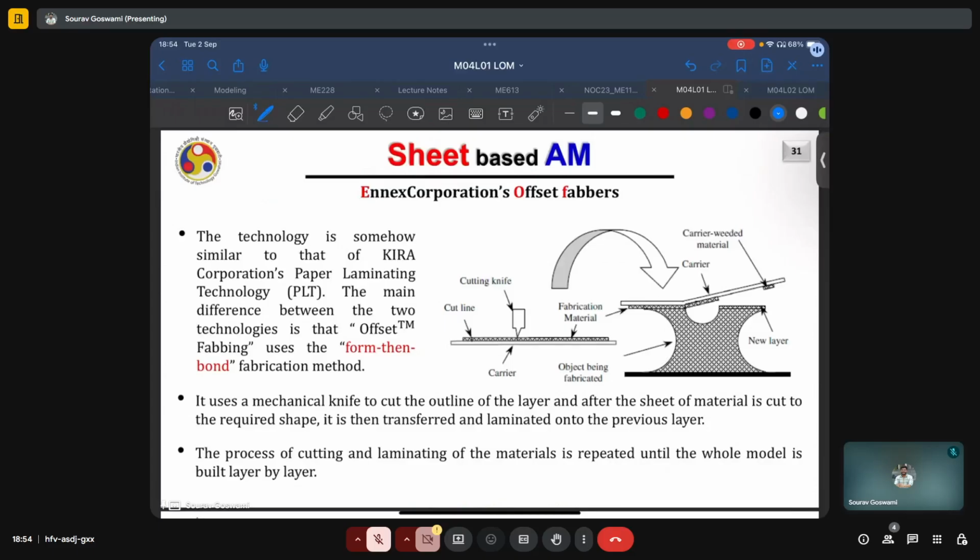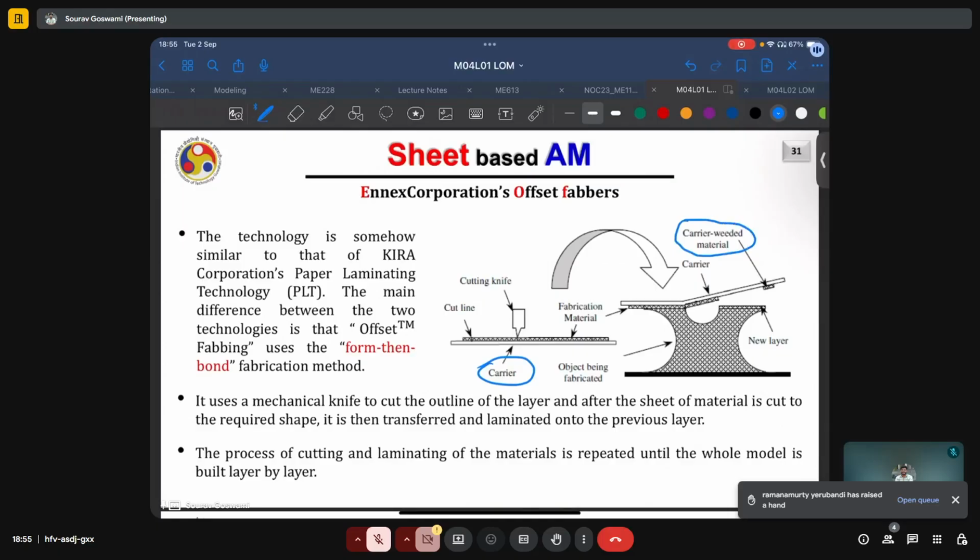The main difference being that offset fabbing uses the form and then bond method compared to the bond and then form used by Kira's paper lamination technology. It uses a mechanical knife to cut the outline of the layer, and after that, the sheet of the material is cut to the required shape. It is transferred using this carrier plate, as we see here, onto the pre-deposited layers. The carrier beaded material is also shown here, which is the material which will be removed and is not really part of the build.